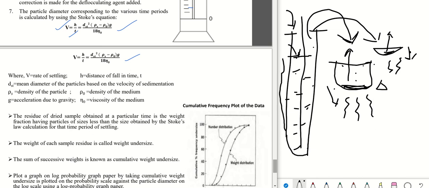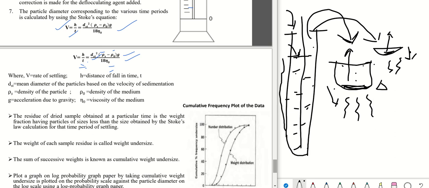The rate of settling, sediment height by time interval, is equal to d square, the diameter of the particles which we need to determine, into rho s, the density of the powder sample that we know, minus the density of the medium which we use in the experiment, into g, the constant acceleration due to gravity, by 18 eta. 18 is a constant, and eta is the viscosity of the medium that we used in the experiment.